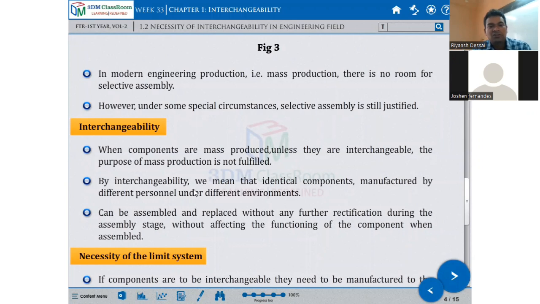By interchangeability, we mean that identical components manufactured by different personnel under different environments can be assembled and replaced without any further rectification during the assembly stage, without affecting the function of the component when assembled. So you can replace it blindly during the assembly stage without affecting the function of the component.